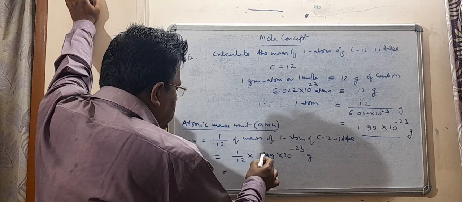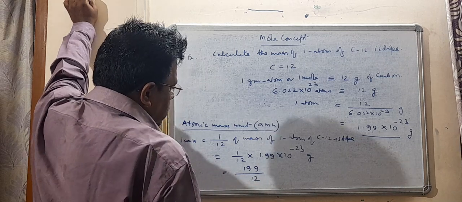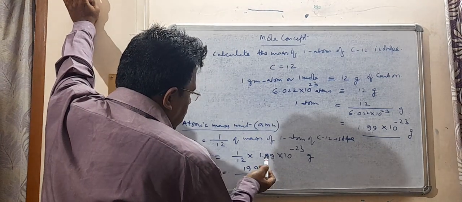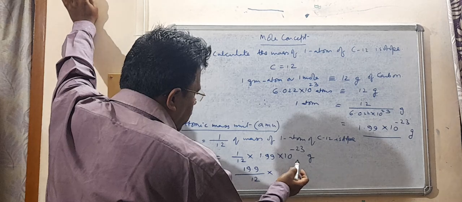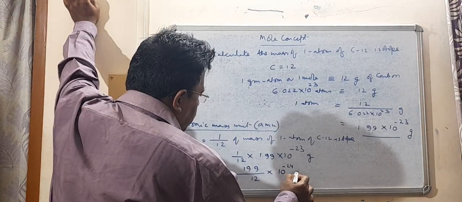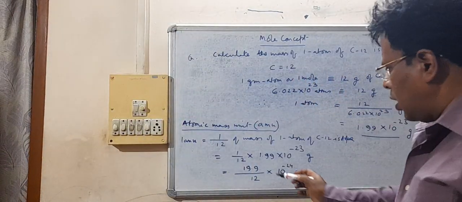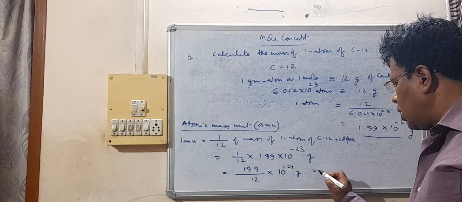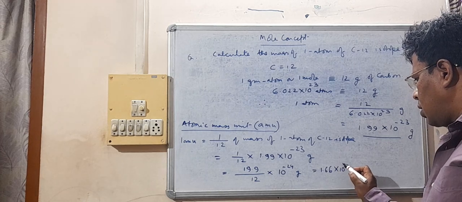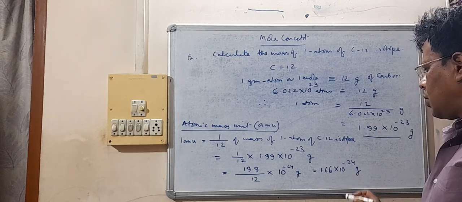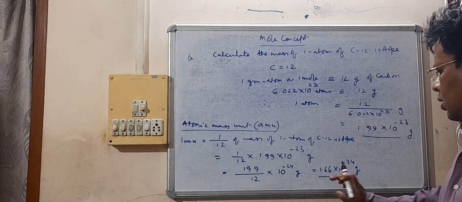So now this one we can write as 19.9 by 12 into, since I have multiplied this quantity by 10, then I have to divide this quantity by 10, then it will become 10 to the power minus 24 grams. And if you divide 19.9 by 12, I think you will get around 1.66. So 1.66 into 10 to the power minus 24 gram. So this is 1 AMU. 1 AMU in gram is this much.